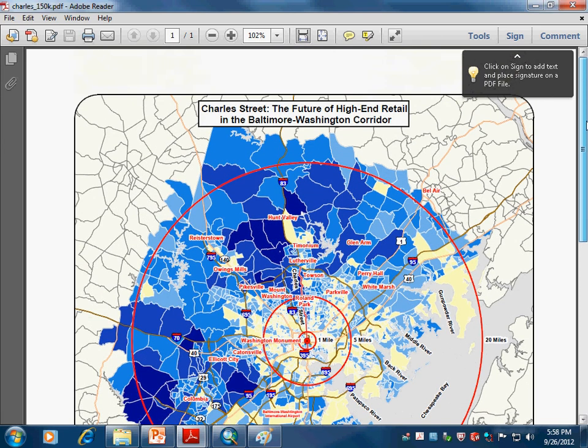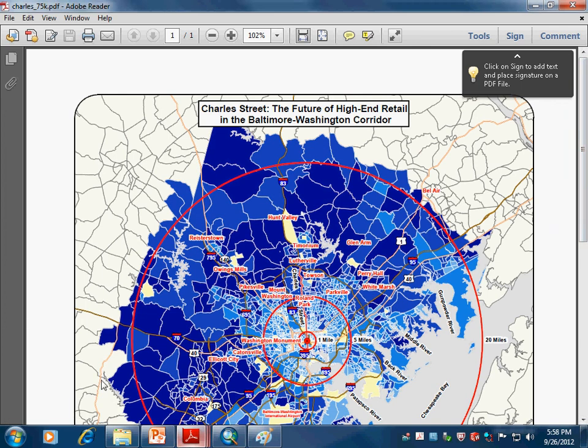So my question to you, and I'll let you sort of hash this out for a second or two in your head: which map do you think they decided to go with? 5, 4, 3, 2, 1. Absolutely, you're right. They decided to go with the 75K map.